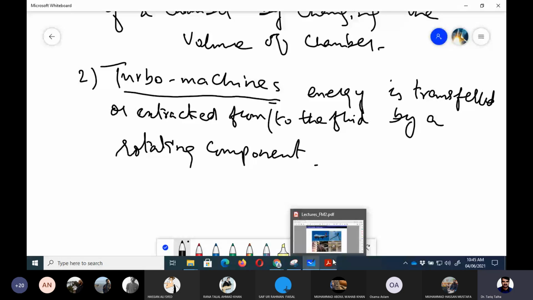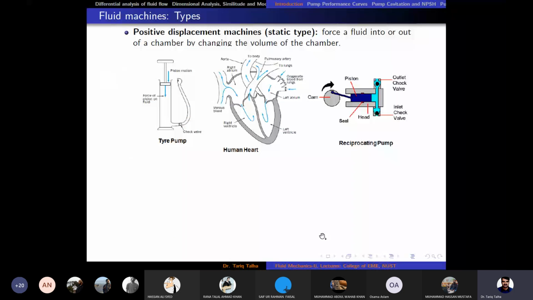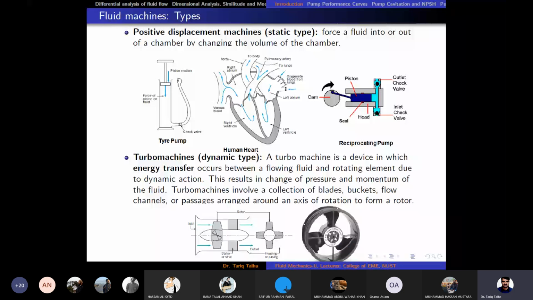So in this course, we are going to discuss turbo machines in detail. Just to show you the figures of some examples of these fluid machines, one is a tire pump, human heart, and then reciprocating pump. And then we have got turbo machines. In that we have got a rotor and a dynamic or rotary motion of that rotor. And turbo machines involve a collection of blades, buckets, casing, flow channels, or passages arranged around an axis of rotation to form a rotor.